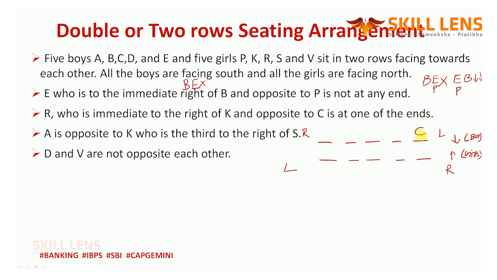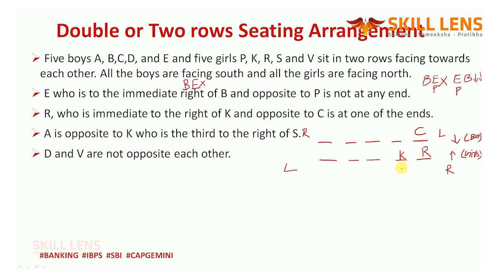If I place C here, what's happening now? R, who is immediate right of K and opposite to C. So C opposite, who will be there? R. Okay, and R is immediate right of K. So I have to place K here.